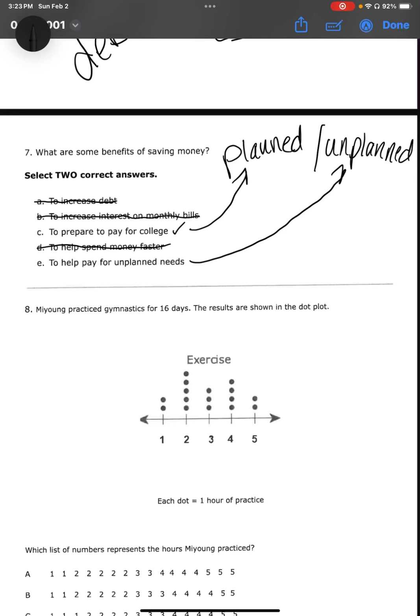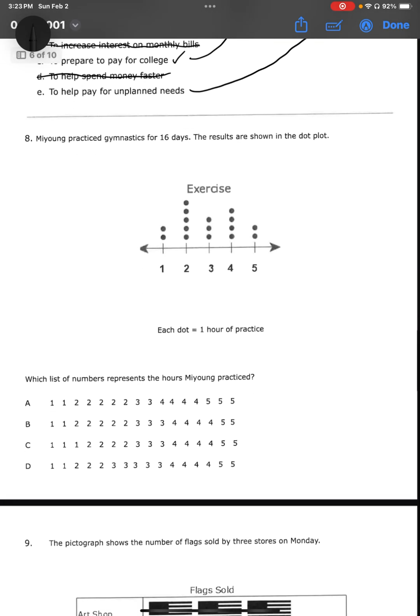Here is the next part of the modules 4 and 6 unit tests. I'm going to cover questions 8 through 10 here. These are our data questions, so all sorts of graphs and information. Problem 8, this type of graph is a dot plot. Sometimes it is called a line plot. It organizes information on a number line, and we pull the information from there.